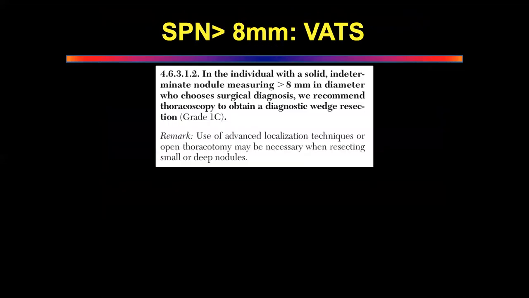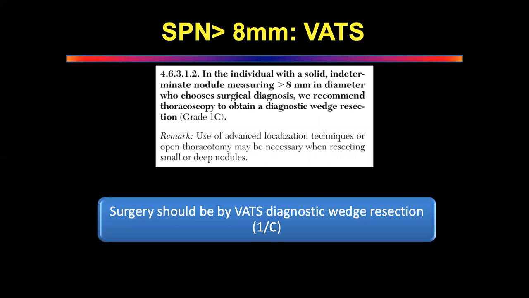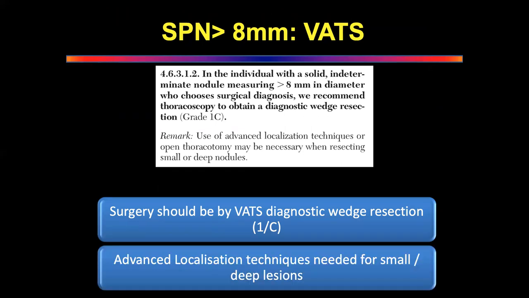All right, so how do you do it? By VATS. Actually, it is recommended. Solitary pulmonary nodule, 1C evidence that you should do it by VATS. And then other things are the advanced localization techniques, meaning using ultrasound and so on. Let me ask you the question: what are the advanced localizing techniques for finding an SPN on VATS? Give me 3 or 4.